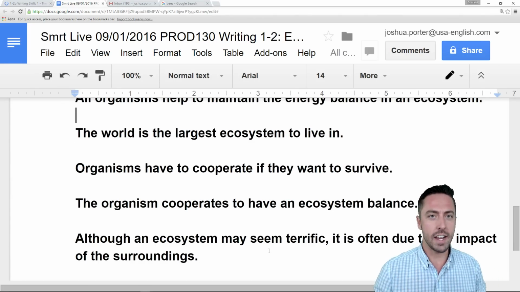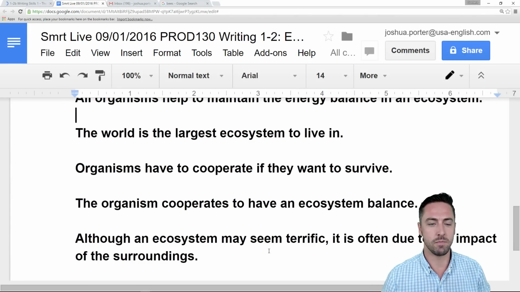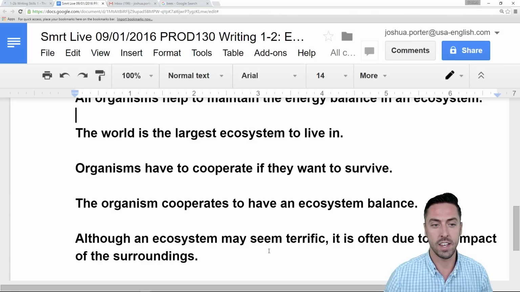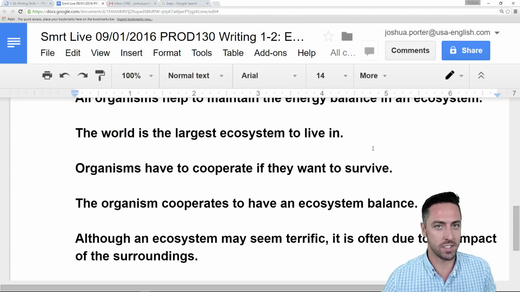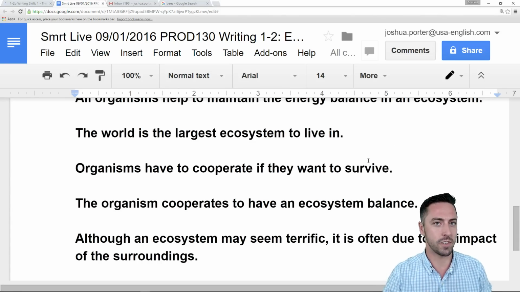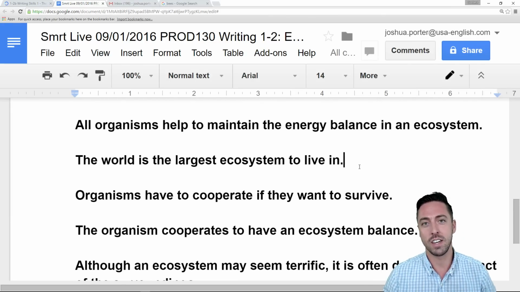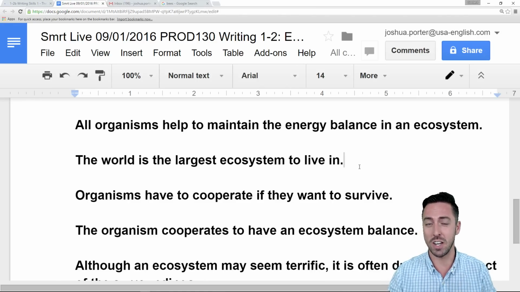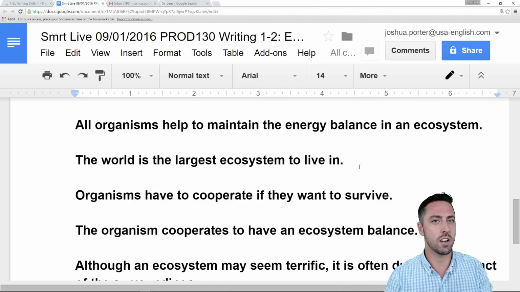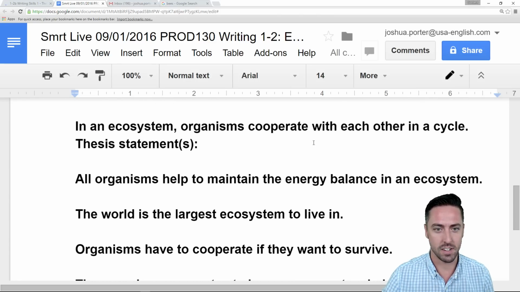So these are great ideas, and these would be great ideas to include in the essay. I don't quite see a thesis statement yet, though. We need something very specific, a specific argument. So let's look at the first one here. The world is the largest ecosystem to live in. I love that idea. That's such a cool concept. In my opinion, that would make a very good general statement. We want to talk about something more specific than that.